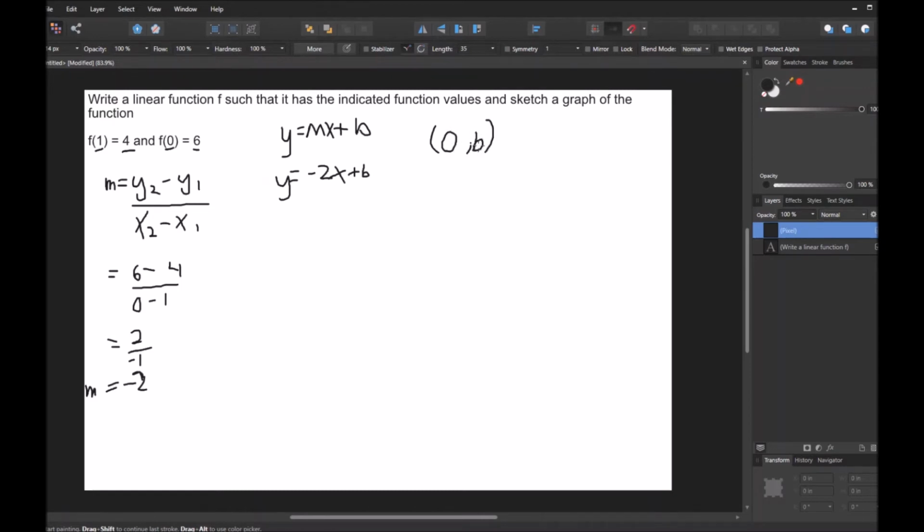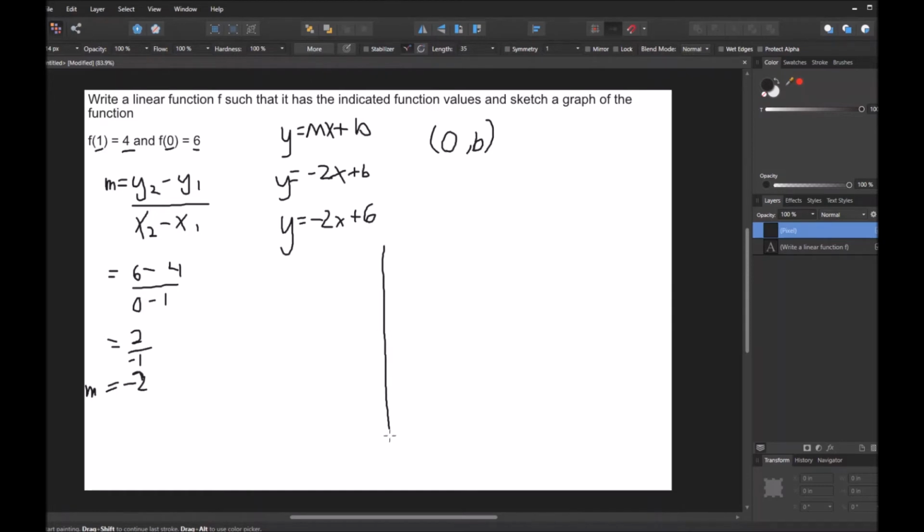Meaning our y-intercept is wherever x equals 0. And right here, we're given that when x equals 0, y equals 6, meaning our y-intercept is 6. So our equation is going to be y equals negative 2x plus 6.